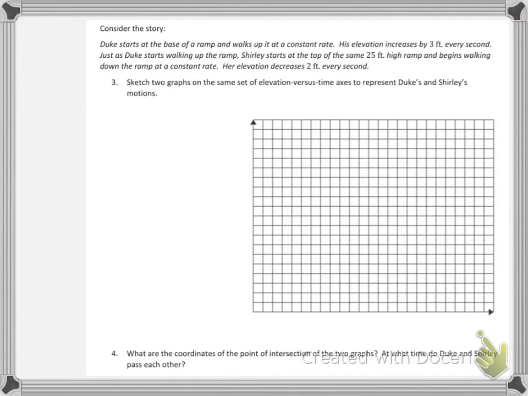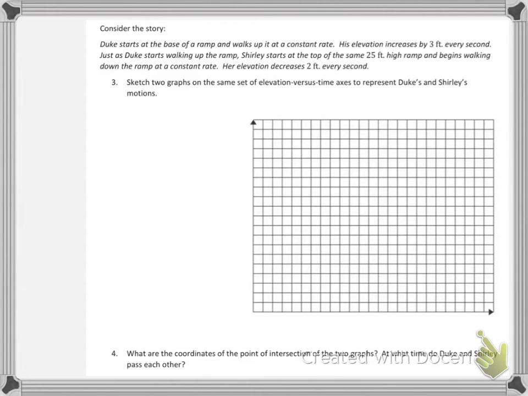Number 3. Duke starts at the base of a ramp and walks up at a constant rate. His elevation increases 3 feet every second. Just as Duke starts walking up the ramp, Shirley starts at the top of the same 25-foot high ramp and begins walking down the ramp at a constant rate. Her elevation decreases 2 feet every second. Sketch the two graphs on the same set of elevation versus time axes and represent Duke's and Shirley's motions.